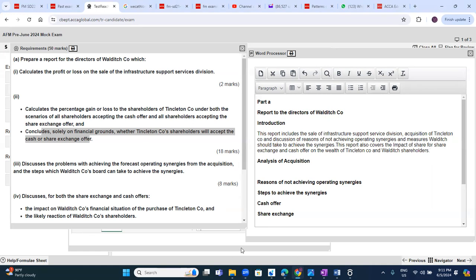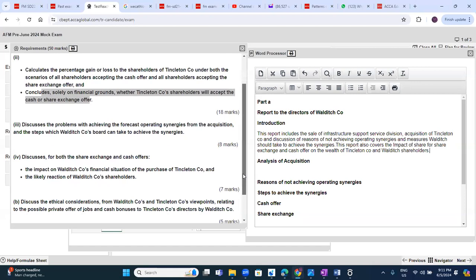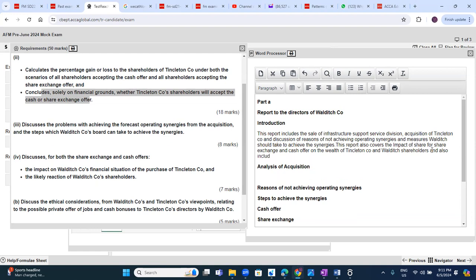Anything else? Impact of the, discuss for the share exchange, impact on the W company financial situation, likely reaction of the shareholders, and also includes likely reaction of shareholders. Okay, this is an excellent introduction. It should be in present tense. You have to write everything in your own wording. You can't copy the wording of others. You can't copy the wording of the examiner. The point which you need to remember: in the report to the board of directors, the introduction is actually the explanation of all the requirements, and it should be in present tense.